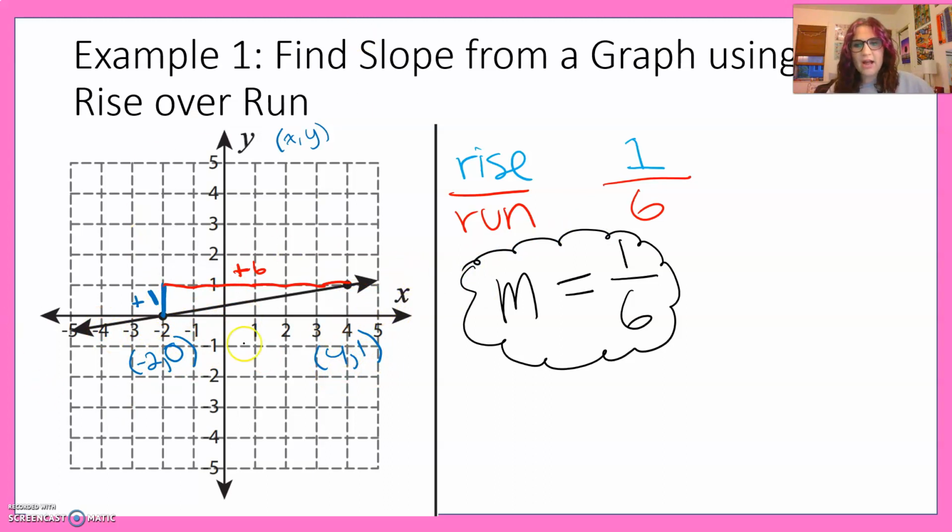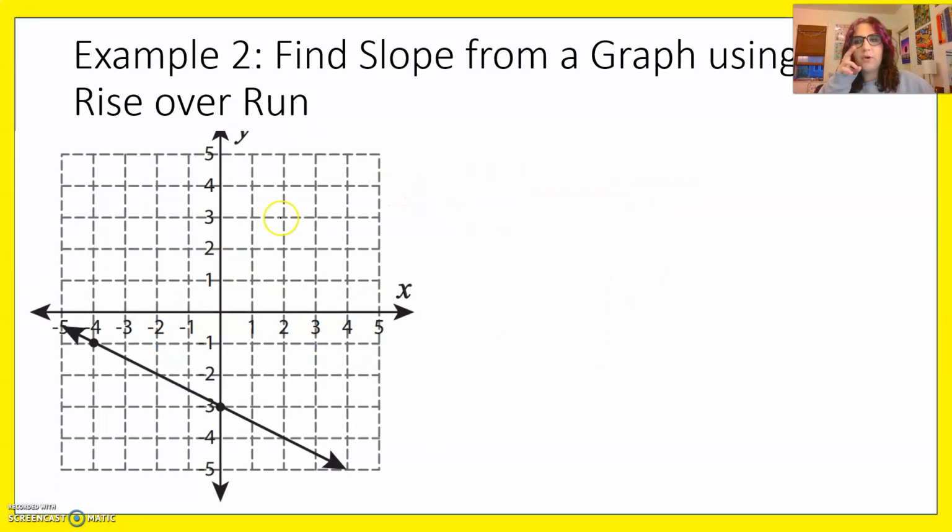But if I have a graph that's really easy to read, like this one, I have some nice grid boxes and the points are defined for me, I can just do my rise over run. And I could do this with any 2 points on the graph. Any 2 points, I can do this. So let's do one more of these. Find the slope for my graph using rise over run.